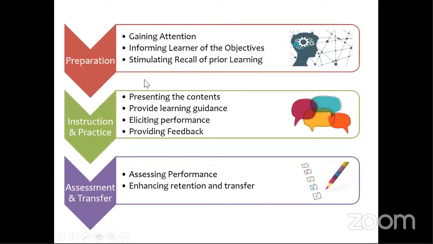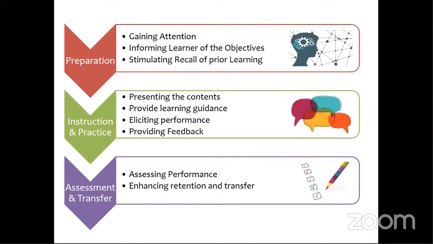First of all, these nine events are categorized in three different ways. First is the preparation, in which the first three are: gain attention of the learner, then informing the learner of the objective, what he is going to learn, and then stimulate recall of prior learning. We are going to see an example of each and every event over here. Then the second category is instruction and practice: presenting the content, providing learner guidance, eliciting performance, and providing feedback. And the last category is assessment and transfer: assessing performance and enhancing retention and transfer.